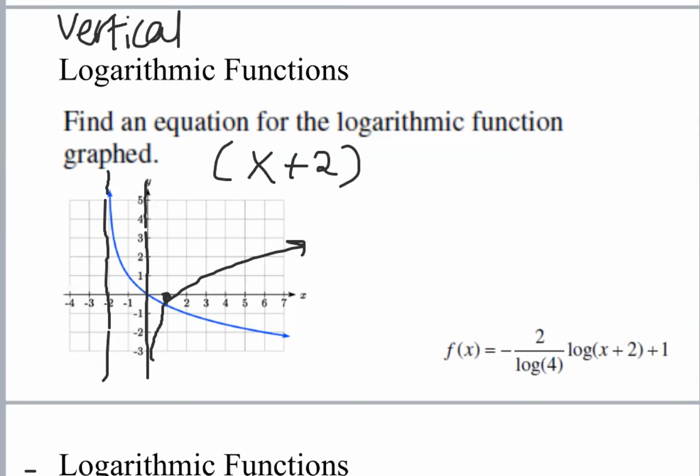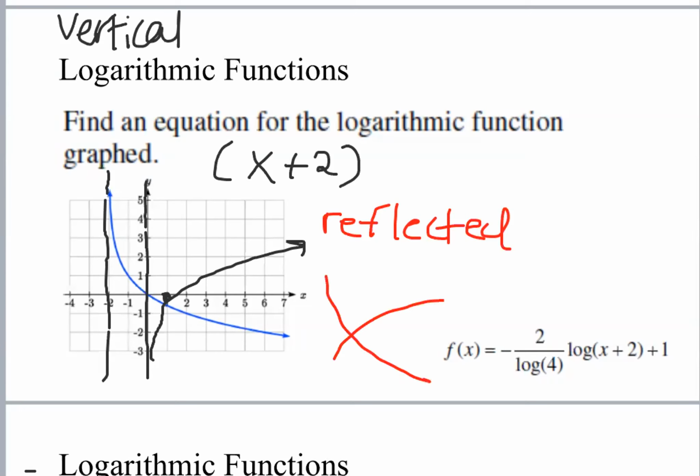It's reflected. And it's reflected about the x-axis. So it's going this way, and it's flipped across to look like that. So that's going to put the negative a here, and then we'll have our log. And then our point is also moved up 1. So we're going to end up having a +1 on the end.